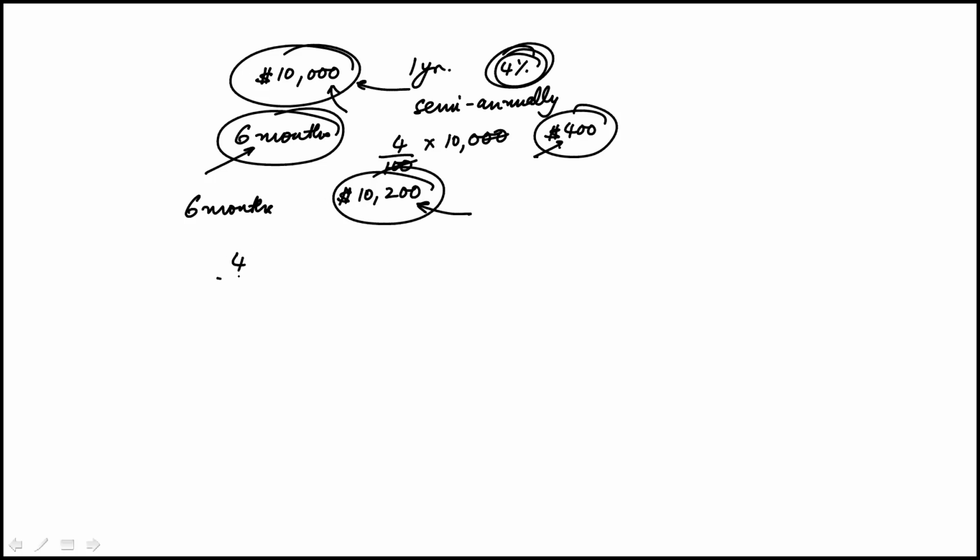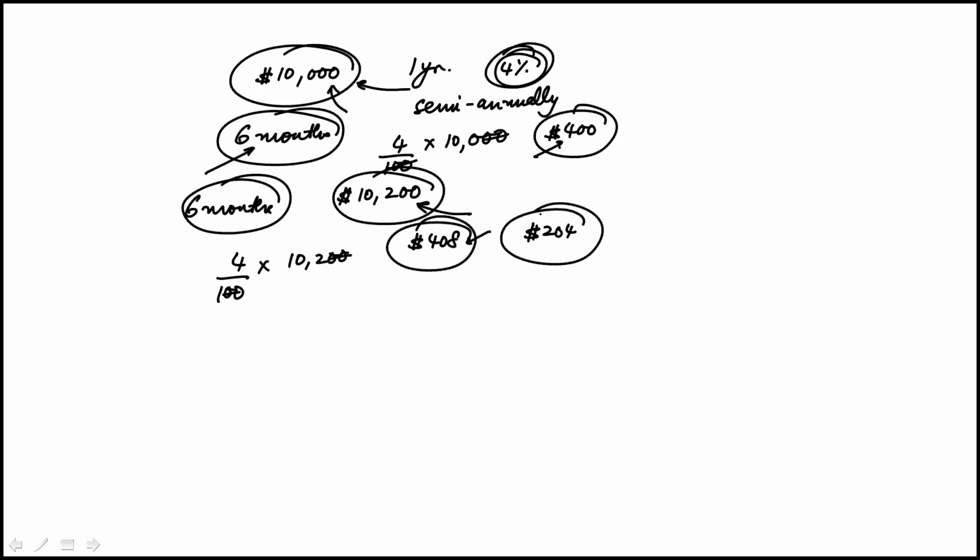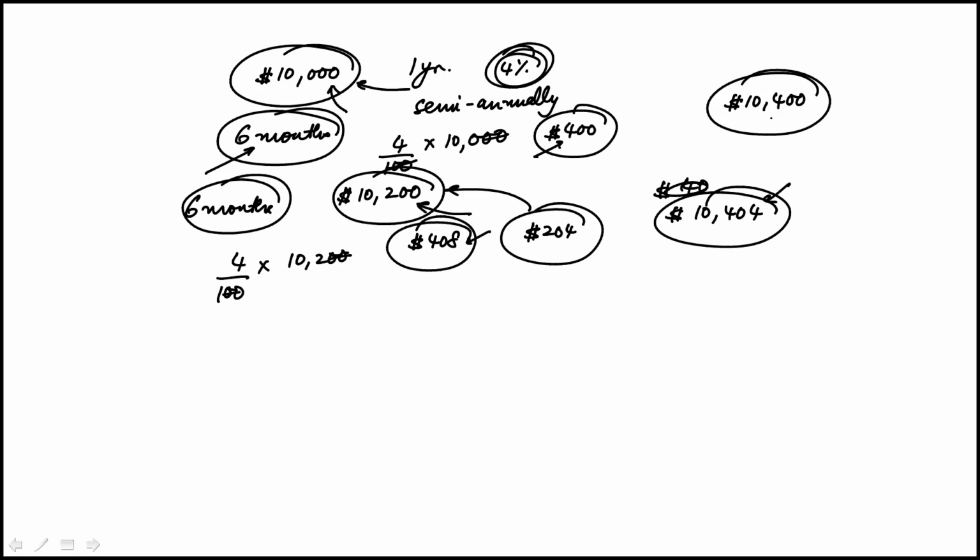So again, we find the annual amount first, and then we'll compute it for the next 6-month period. So that would be 102 times 4, which is $408. And this is for 1 year. So we halve it because we will be paying it every 6 months. So that's 204. And we'll add that to that principal at the end of the 6-month period. So that would be 10,404.